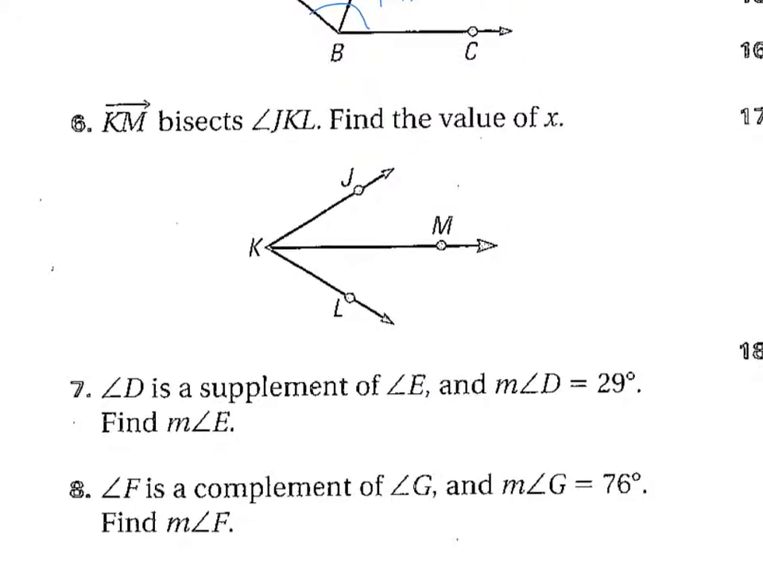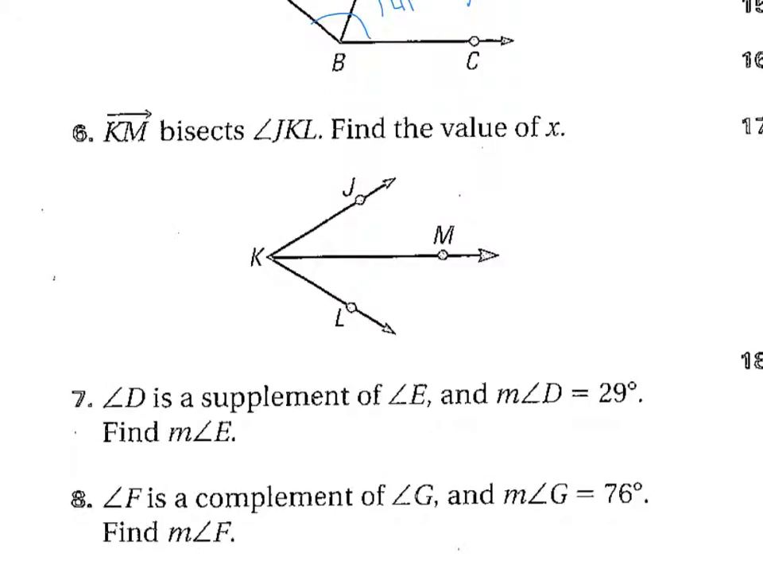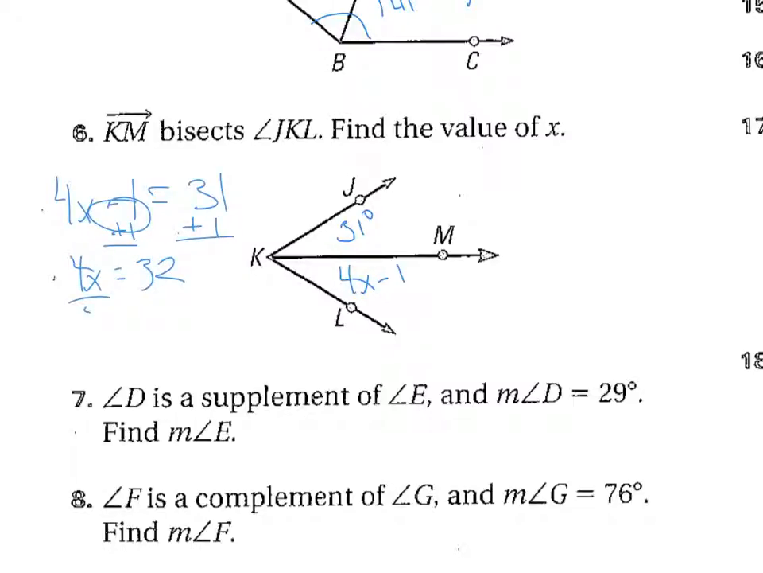And number 6, this is 31 degrees. They want us to find x. And this is 4x minus 1. Again, this is a bisector. It tells you in the directions, KM bisects. So that means this angle is equal to that angle, right? So to solve, you just set them equal to each other. 4x minus 1 equals 31. Add the 1. So I got 4x equals 32. Divide by 4. And x equals 8.